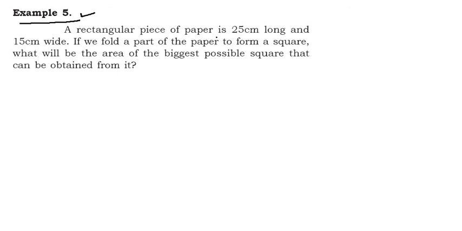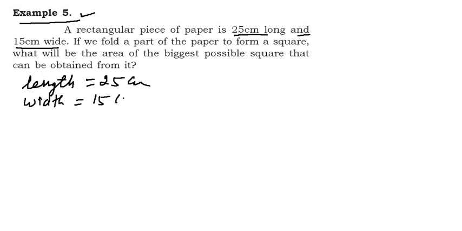A rectangular piece of paper is 20 centimeter long and 25 centimeter wide. So you can write here, length is 25 centimeter and width is 15 centimeter. So, if we fold a part of the paper to form a square, what will be the area of the biggest possible square that can be obtained from it? So you can see here, what will happen? Length is given as 25 and width is 15.